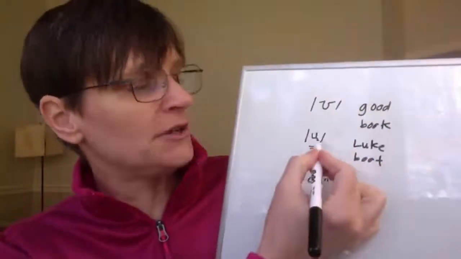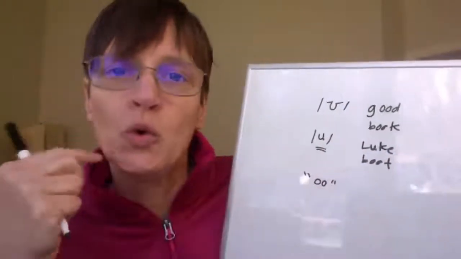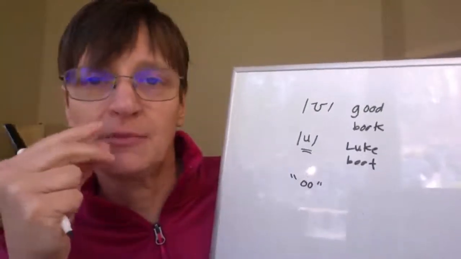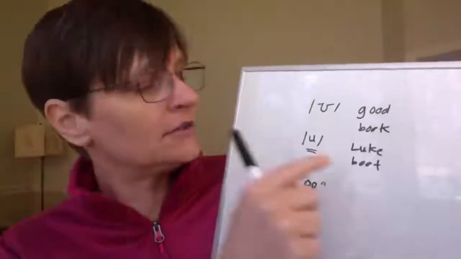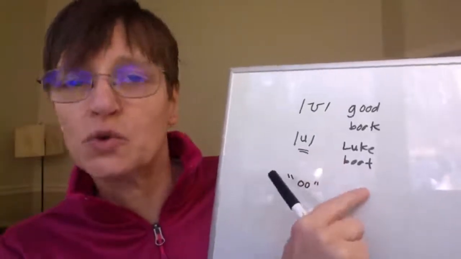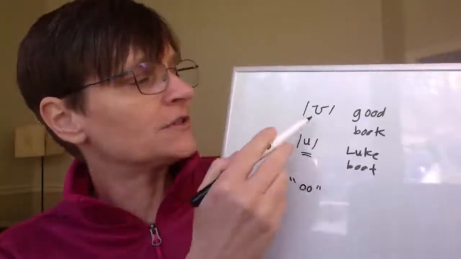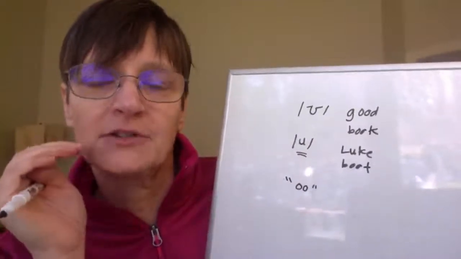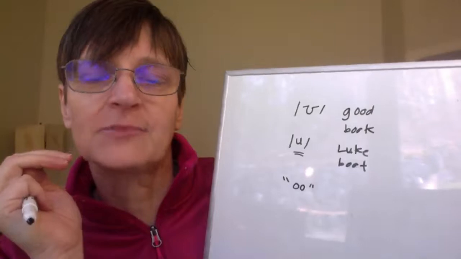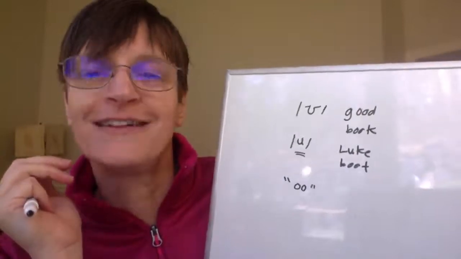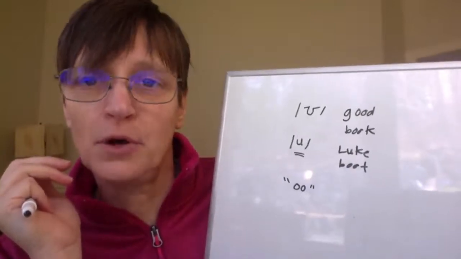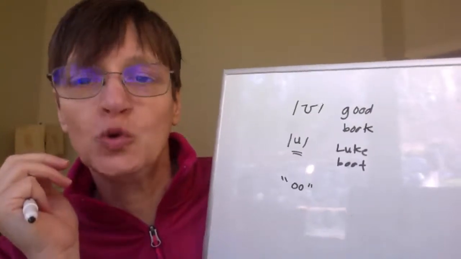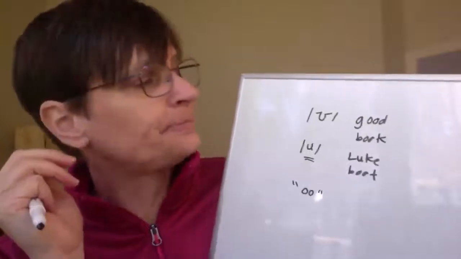So the main difference between those is that oo is a tense and round sound. My tongue is tense. My lips are very pursed. Oo. So boot and school have an oo, versus this is a lax vowel where I still have lip rounding, but my tongue is a little bit lower and more relaxed. So I'm saying oo as in good and book, rather than oo as in Luke and boot.